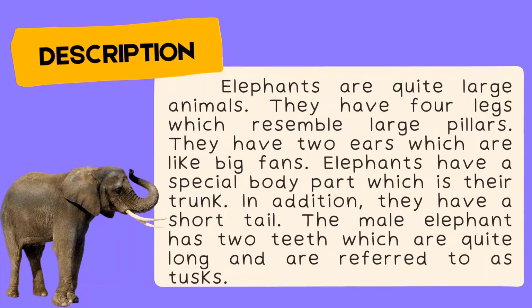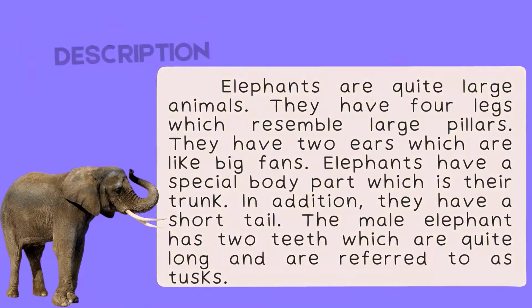Elephants are quite large animals. They have 4 legs which resemble large pillars. They have 2 ears which are like big fans. Elephants have a special body part which is their trunk. In addition, they have a short tail. The male elephant has 2 teeth which are quite long and are referred to as tusks. The author uses details and facts to tell how elephants look.